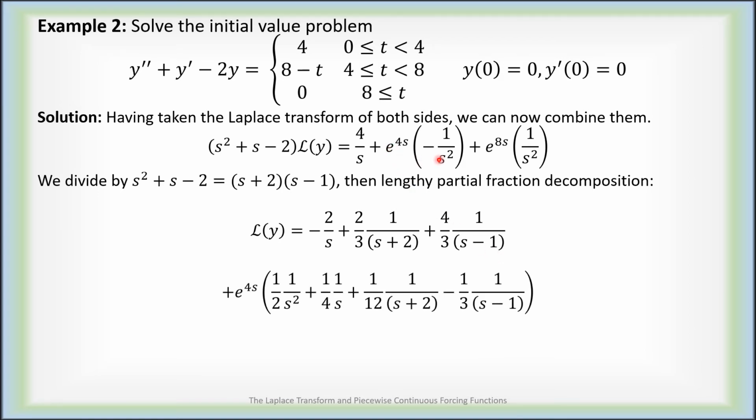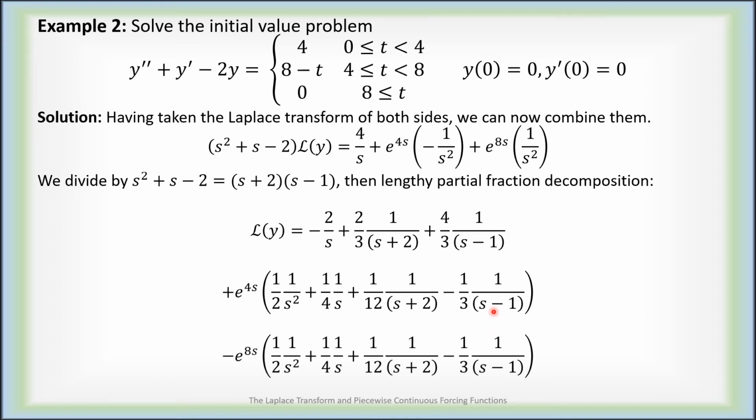For e to the 4s times minus 1 over s squared, once you divide by s squared plus s minus 2 and perform partial fraction decomposition, here's what you'll end up with. And the third term is essentially the same, just with a minus sign. Okay, here I had a minus, here we have a plus, so if here we had a plus, here we're going to get a minus. So there is all the partial fraction decomposition.